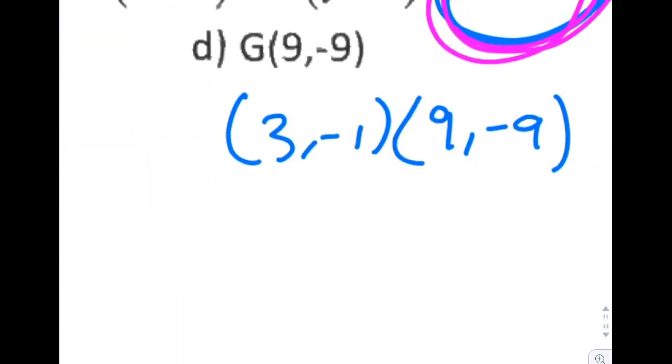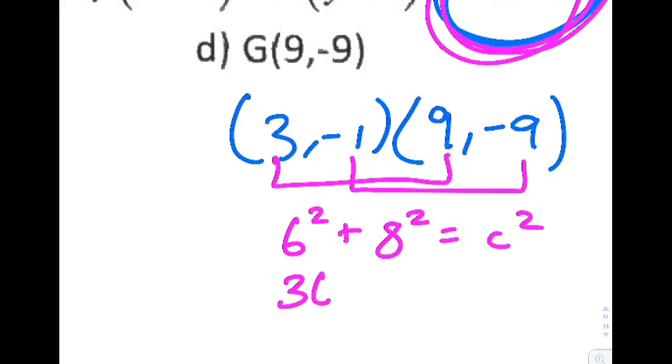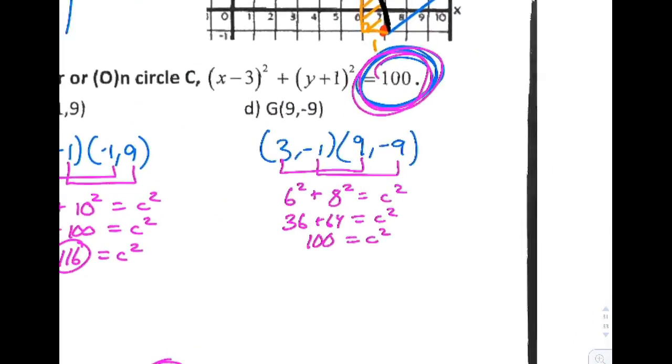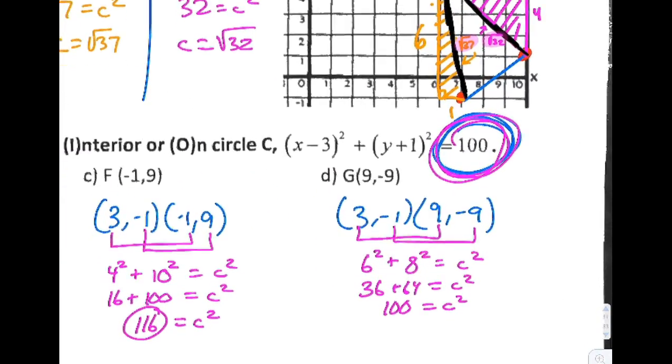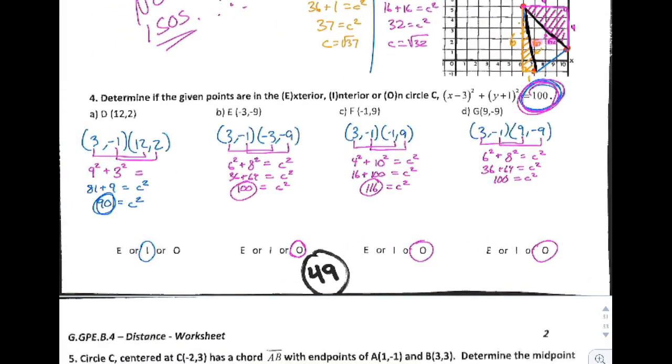And the last one, from 3 to 9 is a jump of 6. From -1 to -9 is a jump of 8. This looks familiar. 36 plus 64 is 100. There's that 100 again. So it is on the circle. It's the exact same number.